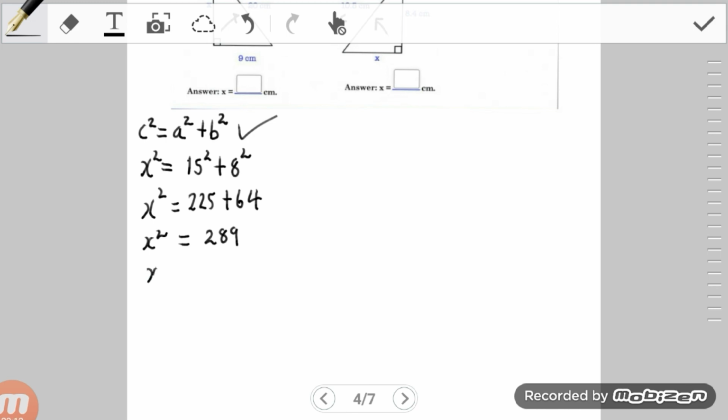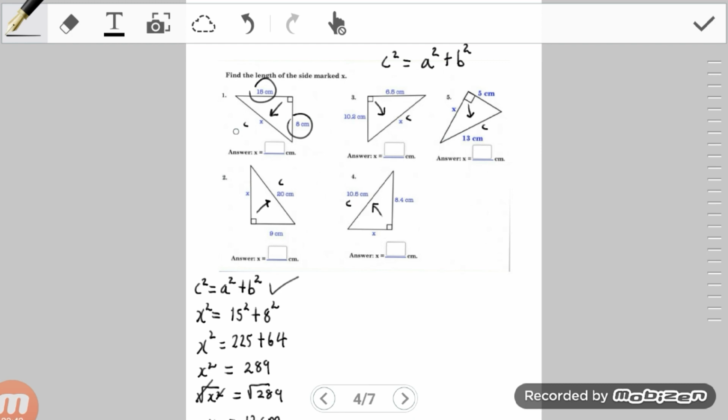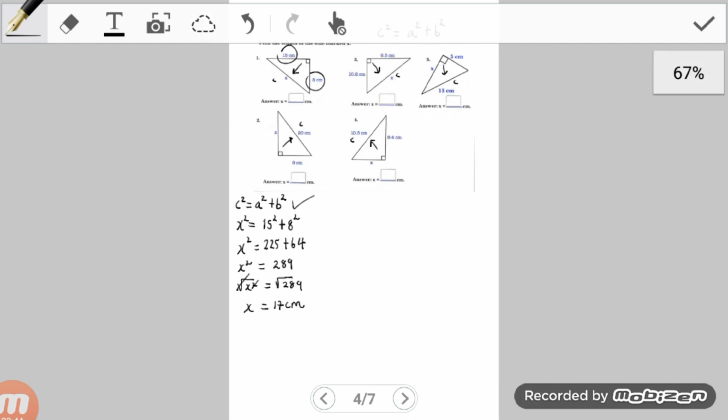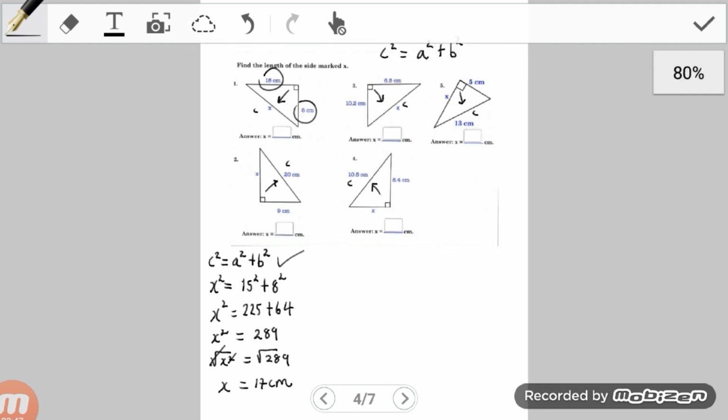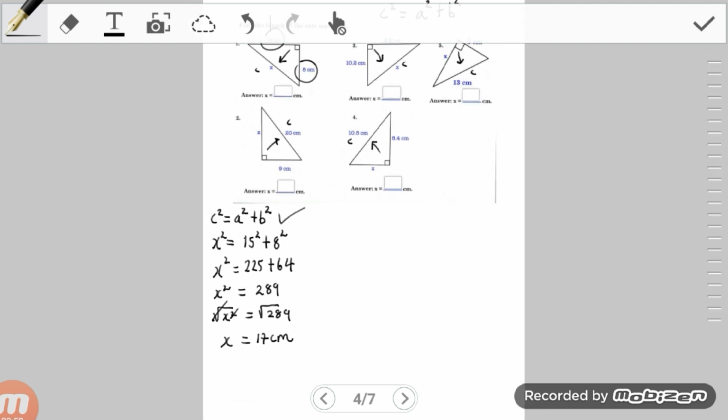So therefore X squared, or I should say the square root of both sides, so that's the square root of X squared, is going to be equal to the square root of 289. If we cancel the square with the square root, we'll find that X works out to be the positive result of the square root of 289, which in this case is 17 centimeters, because the unit of measurement for this particular diagram is centimeters. Alright, beautiful. Let's move on to example number 3.